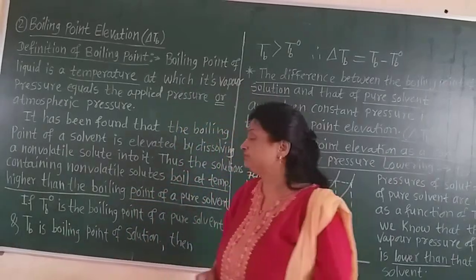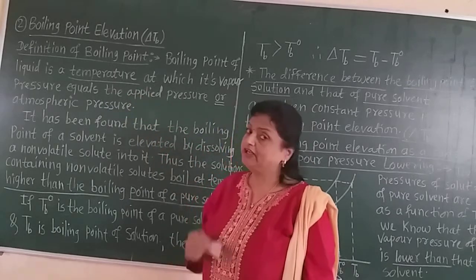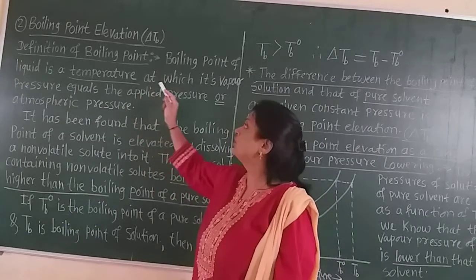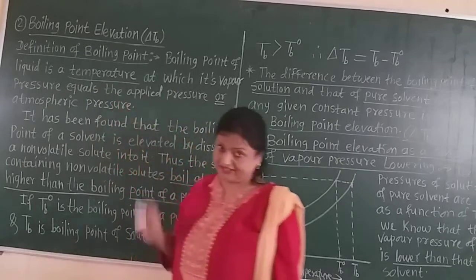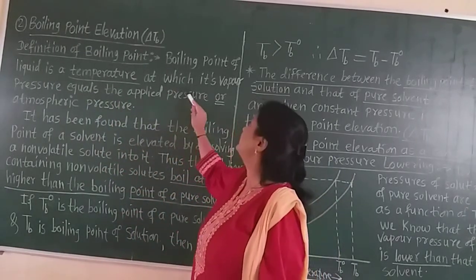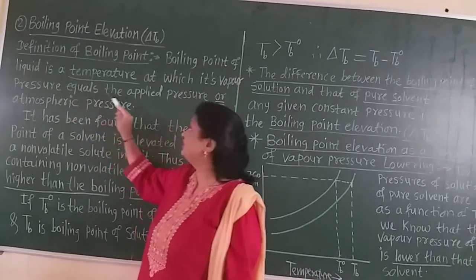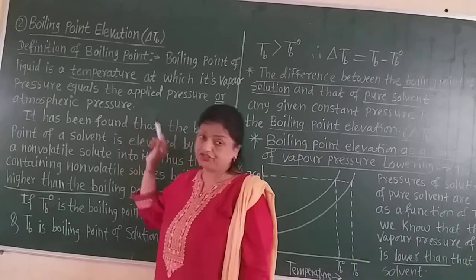Now see here, the definition of boiling point we learned in the 11th standard, but we repeat here again the definition of boiling point. Boiling point of a liquid is the temperature at which its vapor pressure equals the applied pressure or atmospheric pressure.